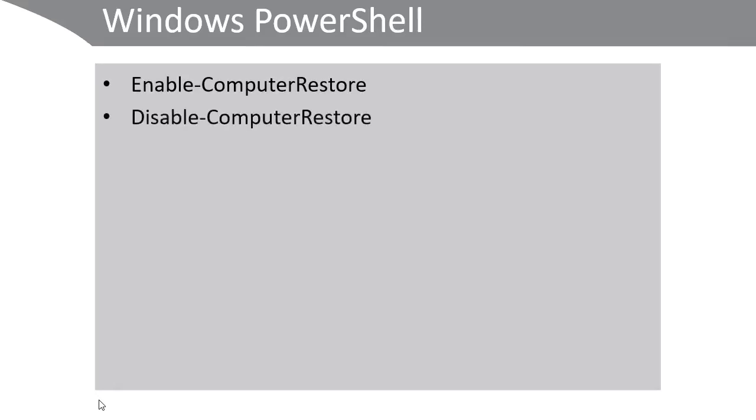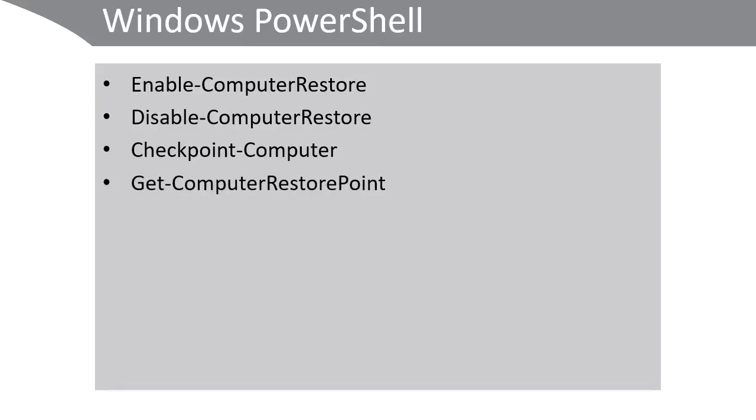You can also use the following Windows PowerShell cmdlets: Enable-ComputerRestore, conversely Disable-ComputerRestore, which will enable System Restore or disable System Restore as appropriate. Capture a checkpoint using the Checkpoint-Computer cmdlet, that's making a system restore point, and then using the Get-ComputerRestorePoint cmdlet to access a previously created restore point.